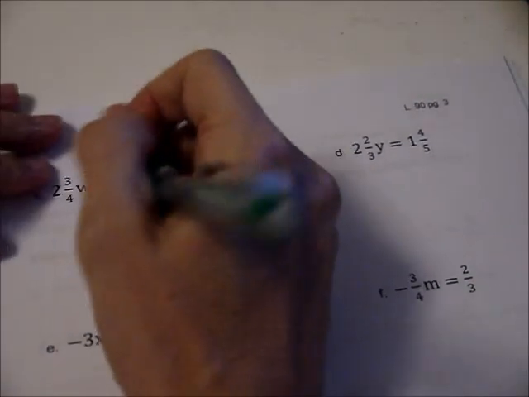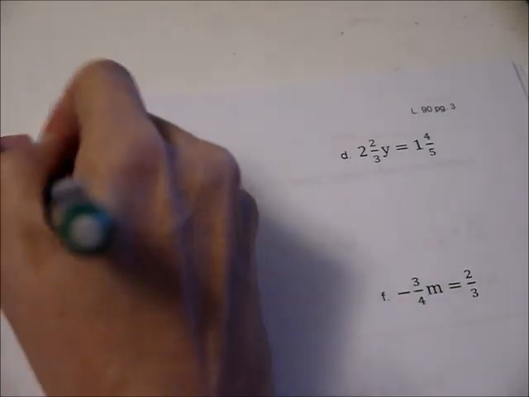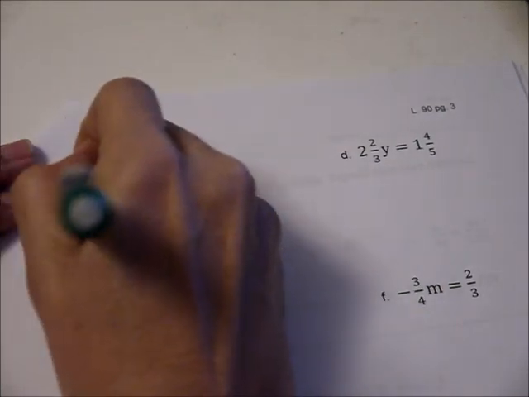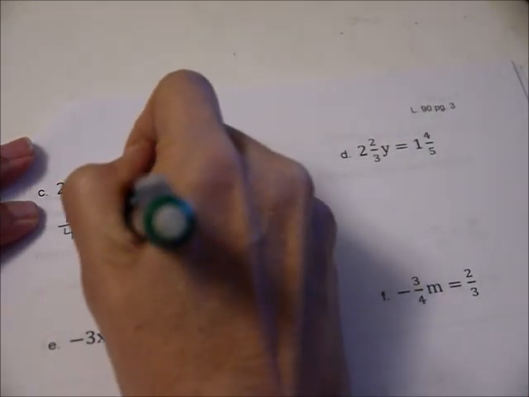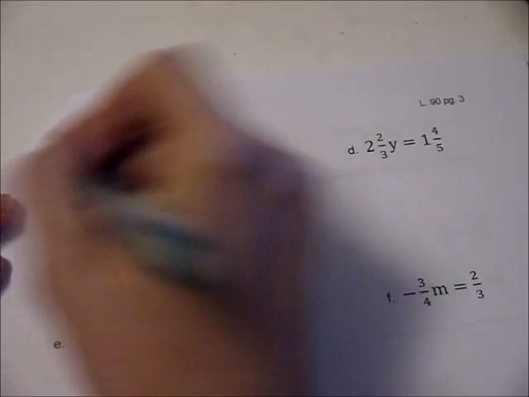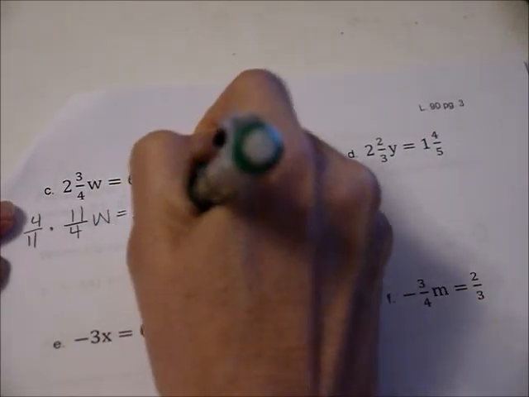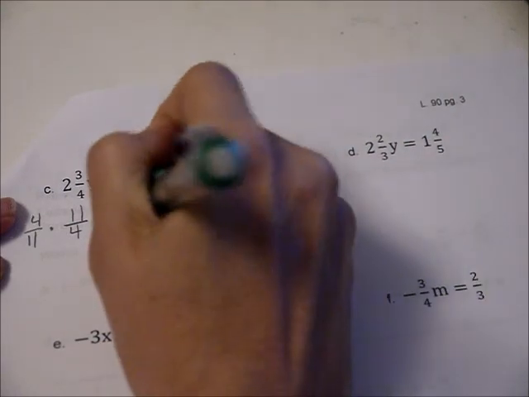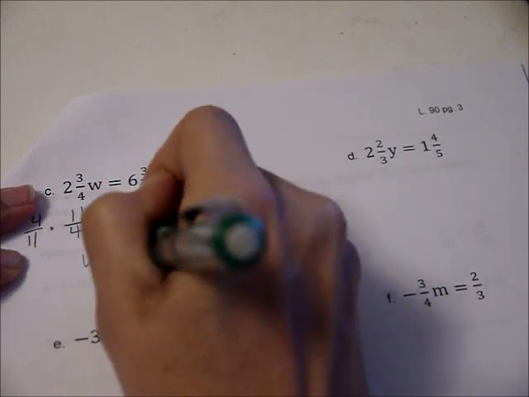Next one. I think these are fun personally, so I hope you're enjoying yourself as much as I am. Okay, 4 times 2 is 8 plus 3 is 11/4 W equals 6 times 5 is 30 plus 3, so we get 33/5. Multiply by the reciprocal. And isn't it nice that they gave us stuff that cancel out? It's like they want to be nice to us. So we get W equals 7/5.